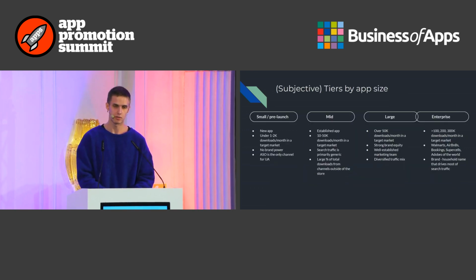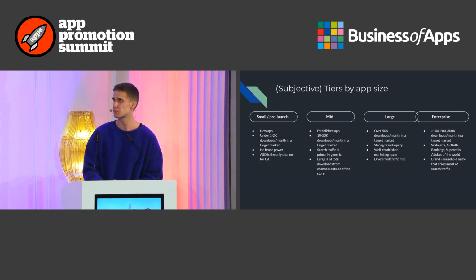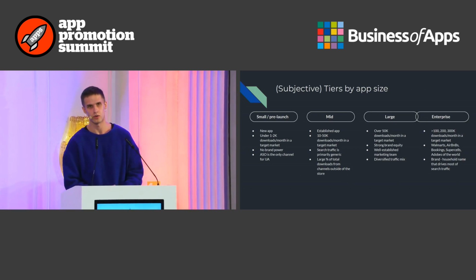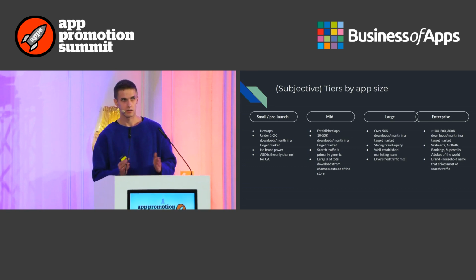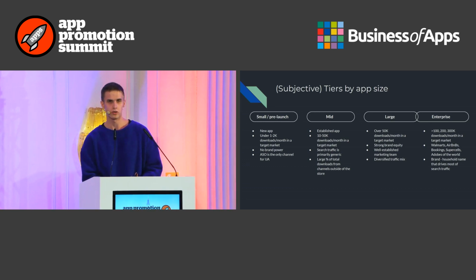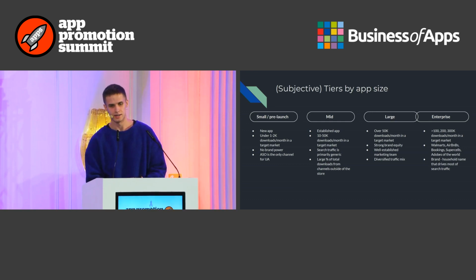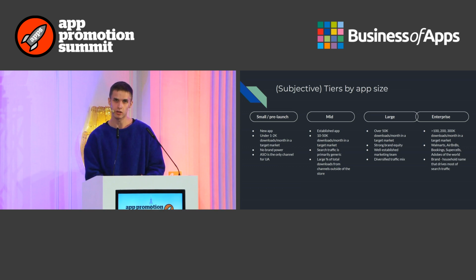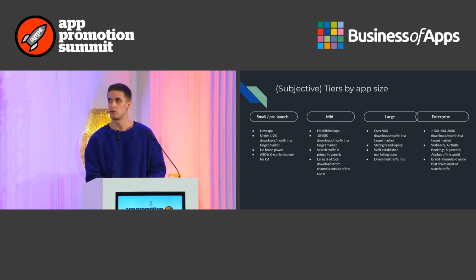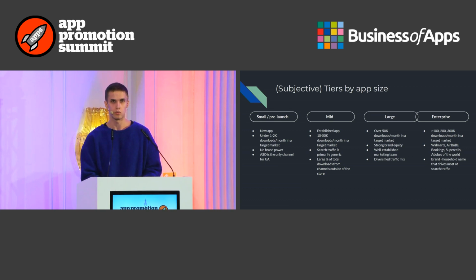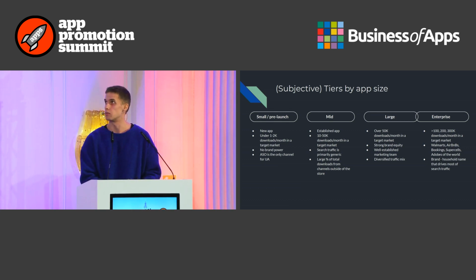Speaking of the size of the app, this is a subjective split by size, which I think is roughly correct and indicative of various kinds of apps. So small to pre-launch, for me, is a new app or a pre-launch app with around 1,000 to 2,000 downloads per month in a target market with no brand power yet because, well, nobody knows about the app. And the ASO would be one of or the main, kind of only channel for UA.